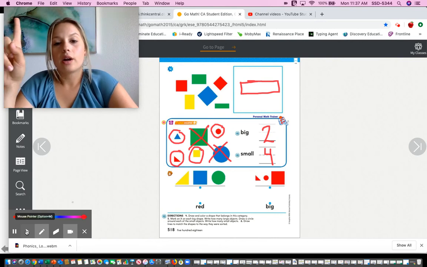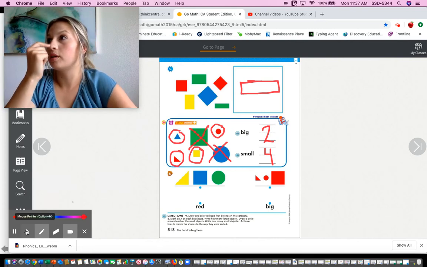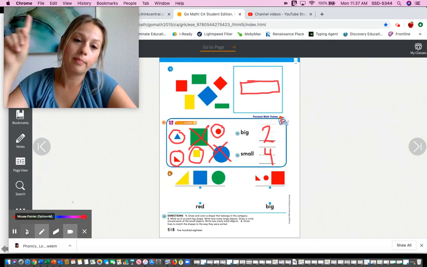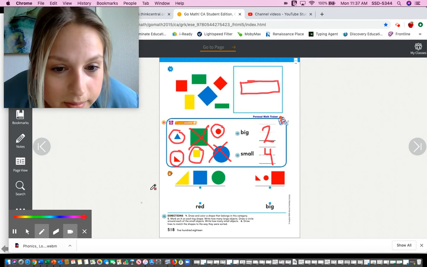And take your finger, rub it on your nose, rub it on your eyebrow, rub it on your ear, and put it on brown acorn number 6.